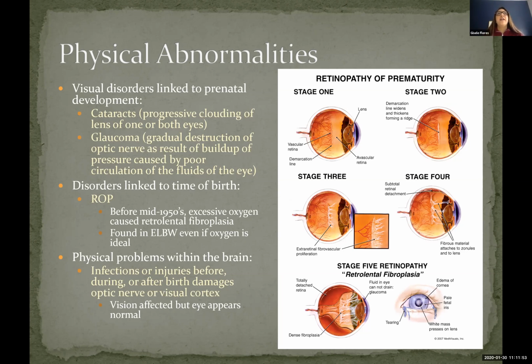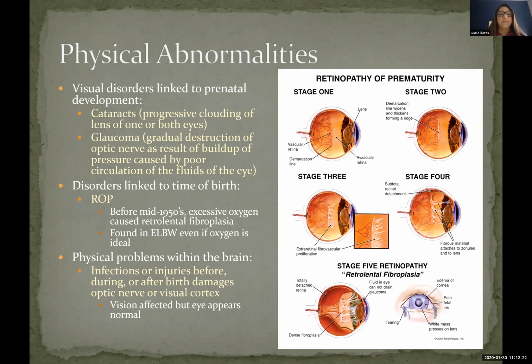And so you get a lot of children with vision loss, either complete vision loss or partial vision loss, and you start to see some of this glassy film over their eyes, and that's when you can tell that their vision has been affected. Okay. There's also some physical problems within the brain, and so some of these infections that can take place in gestation can also cause vision loss as well.